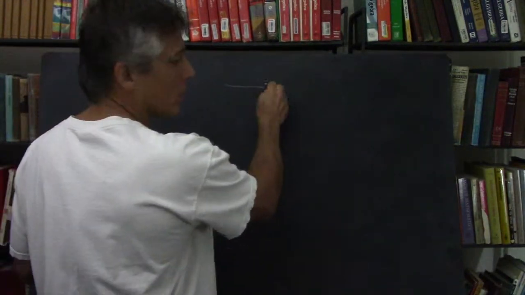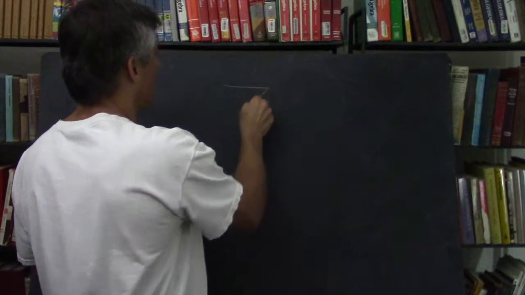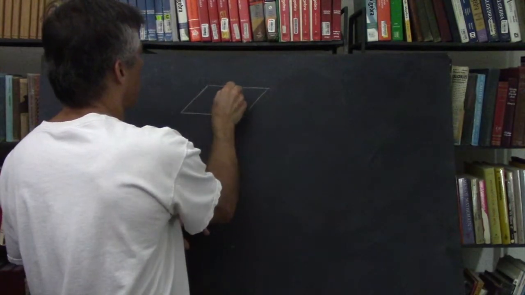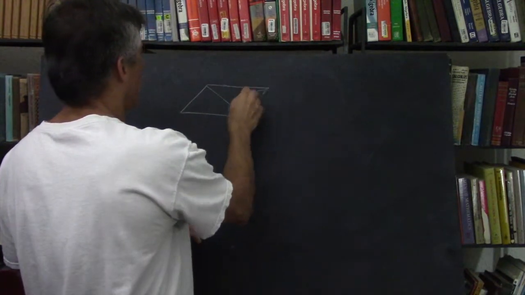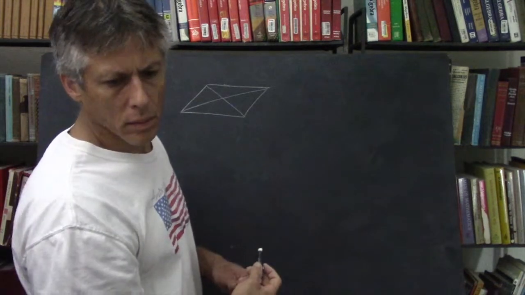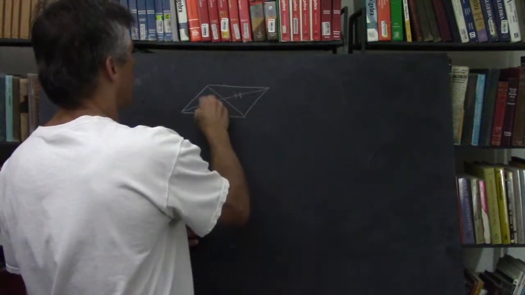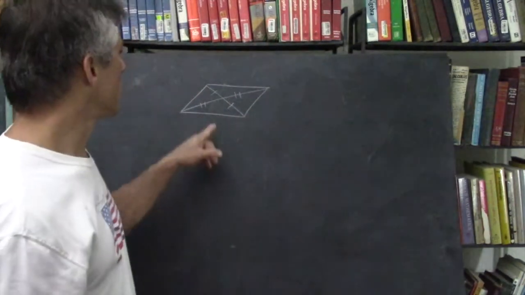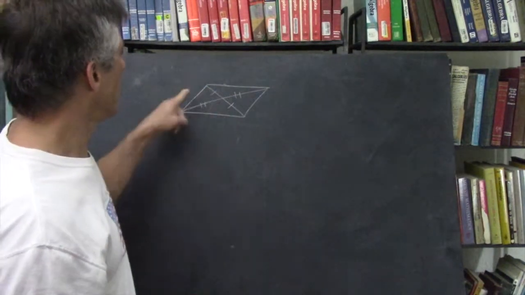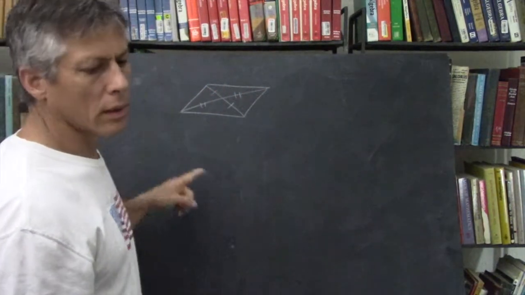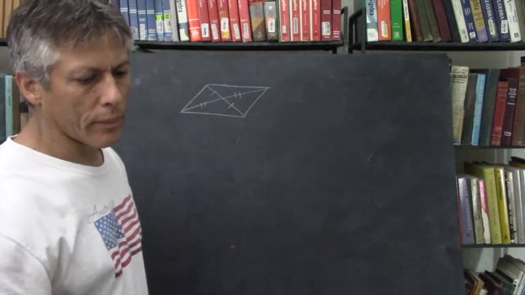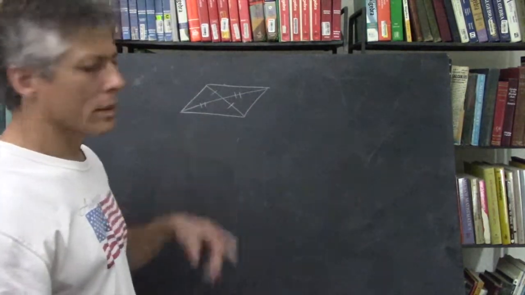Okay. Number 4. Yes, number 4. We've got something like that. Notice this diagonal bisects this one, and this one bisects this one. And so by theorem 5.7, it's a parallelogram.